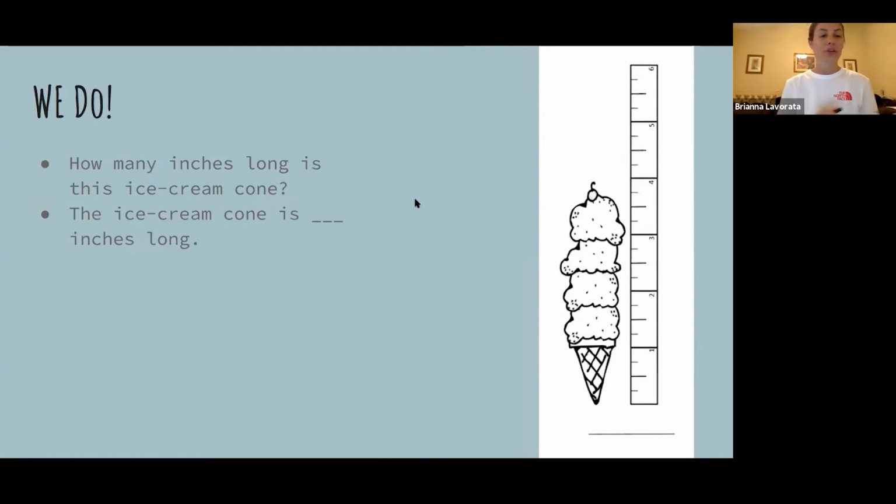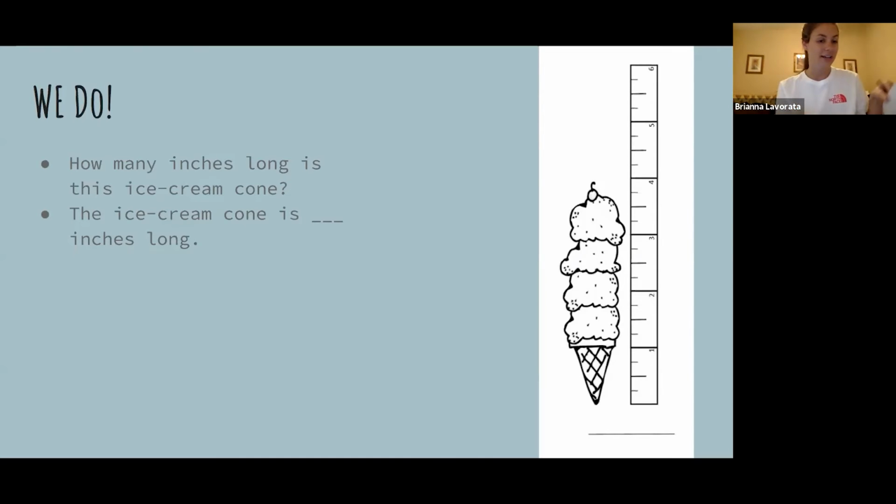So I want for you guys to ask yourselves, how many inches long is this ice cream cone? We're going to write the number 6 under our number 5, just like so. We're going to state, what is the object that we are measuring? The ice cream cone. You have that correct. So we are going to say the ice cream cone is, we are getting our sentence starter ready for us.